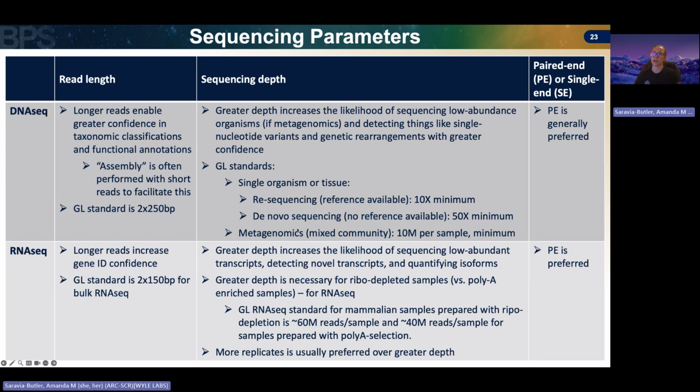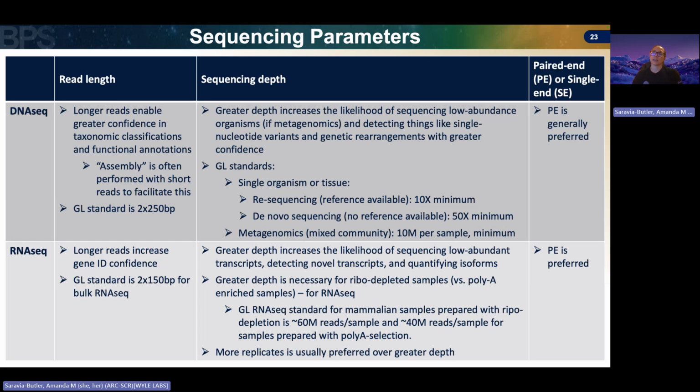And then you can go by there based on what your data looks like. And this, of course, you're going to want to sequence deeper if you know that your community has a lot more organisms. For RNA sequencing, for read length, again, longer reads increases gene ID confidence.